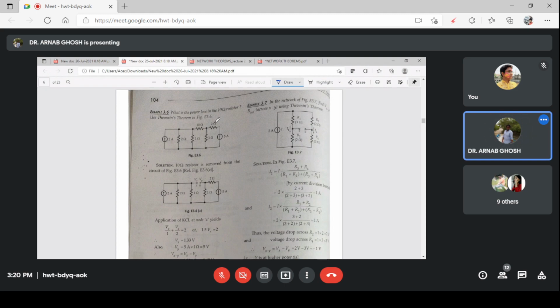Having calculated the voltage at terminal X or node X, and the voltage of node Y, you subtract Vx minus Vy, and that will give you the Thevenin's voltage.